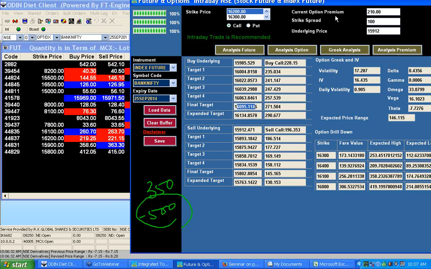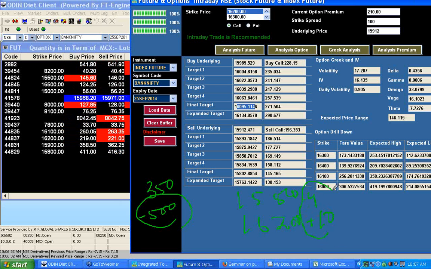So in Bank Nifty we have identified 15,800 and 16,200, these two are having the arbitrage opportunity. We have identified 15,800 is having 4 rupees lesser value, and 16,200 is having 10 rupees of excess value.